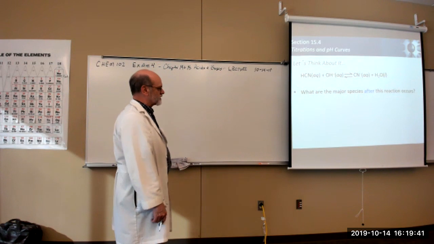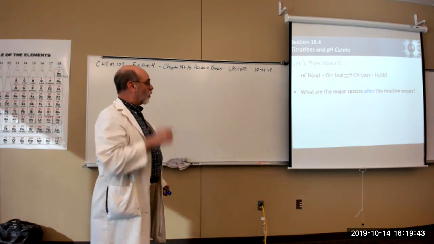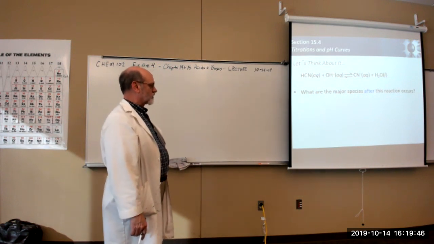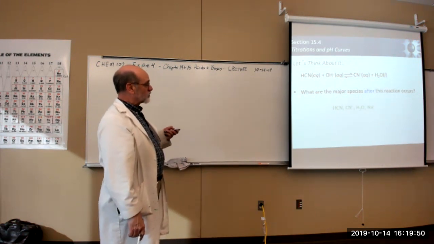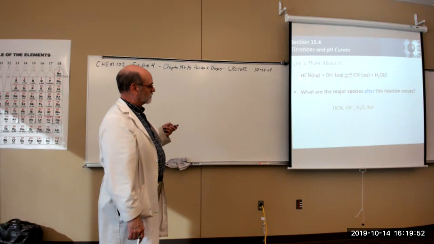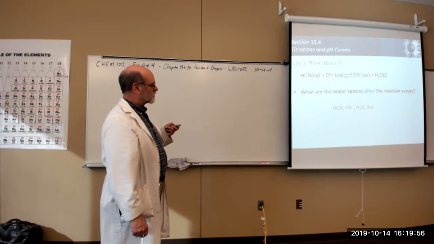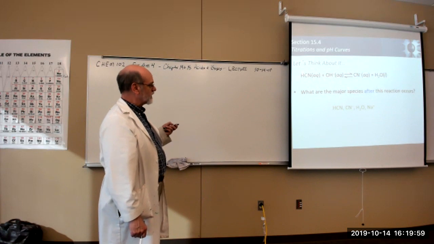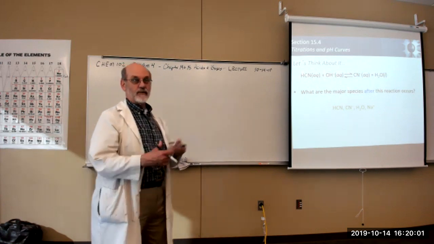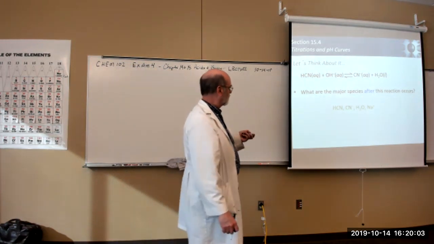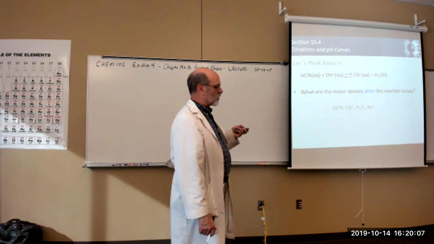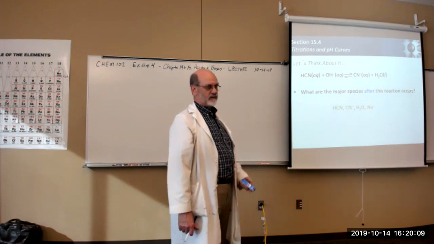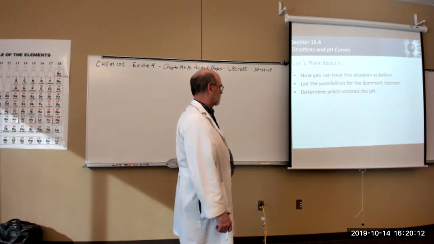So now that we've established the dominant reaction, what are the major species after the reaction occurs? Well, you still have some HCN, right? Because all of this is completely consumed, and you have some of this left over. That's the whole idea behind the buffer. You'll always have this, and you'll still have the sodium because it's floating around there as a spectator. We can ignore sodium.